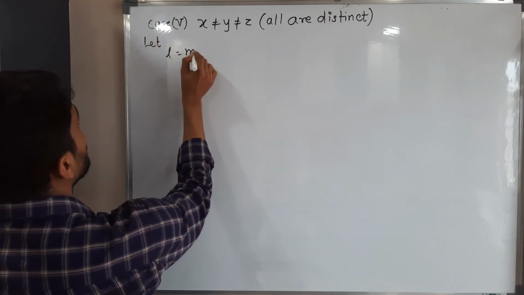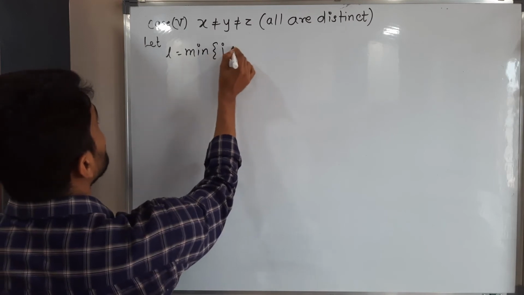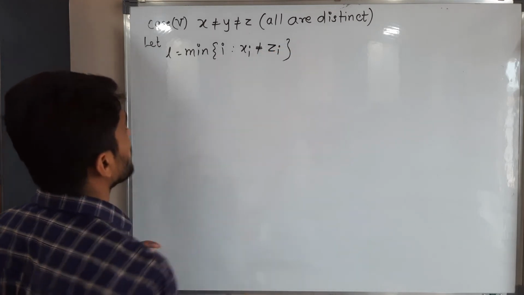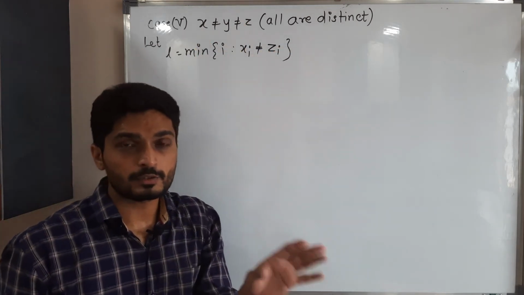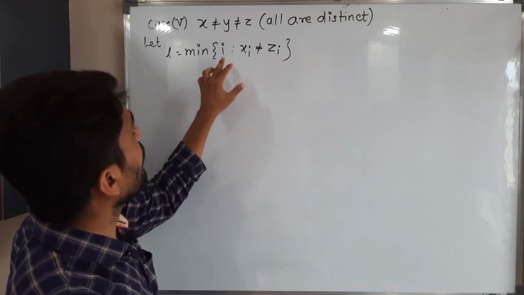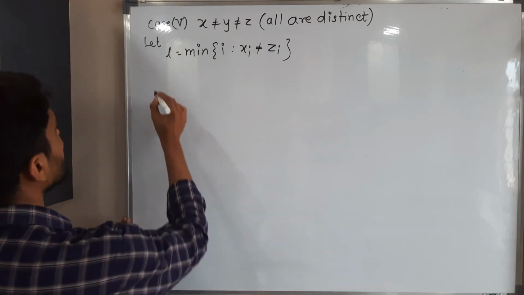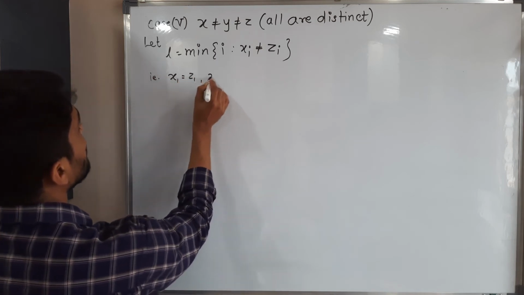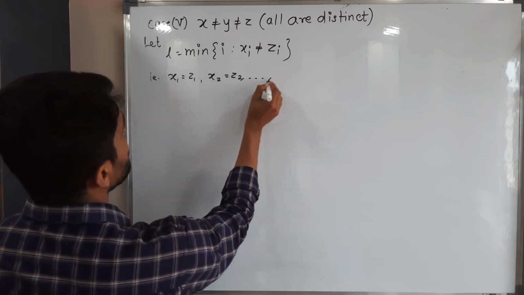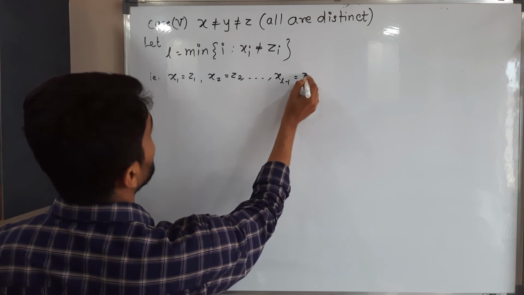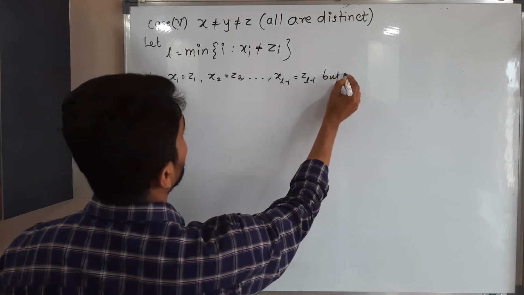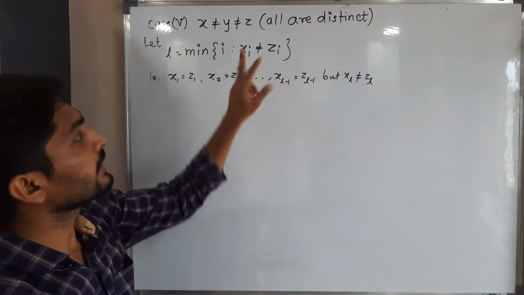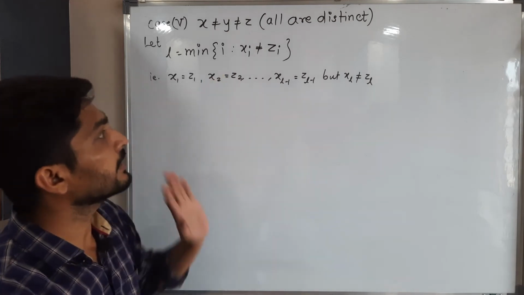L is equal to the minimum of i such that xi is not equal to zi. You are getting the point. x and z are distinct, different sequences. So elements are different. So the minimum of i where xi is not equal to zi, that means L. It means actually x1 is equal to z1, right? x2 is equal to z2. It is true up to x(L-1) is equal to z(L-1), but xL is not equal to zL, right? Since it is a minimum where we get an inequality. So at L position we get inequality.